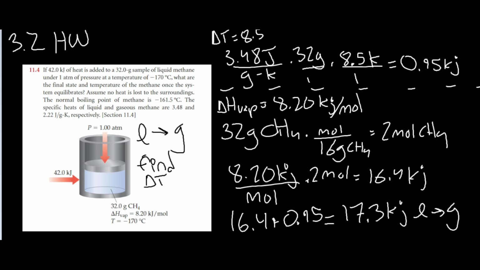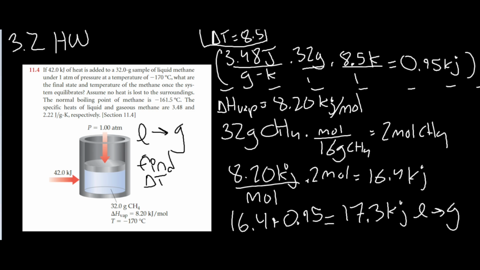liquid and gaseous methane. So the first thing we're going to do before we find the overall temperature is find the amount of energy it takes to convert from a liquid to a gas, going from negative 170 degrees Celsius to negative 161.5 degrees Celsius. So first of all, we find the change in temperature that we need, 8.5 degrees up here. And then we go in with our specific heat and calculate the amount of energy it takes up here.